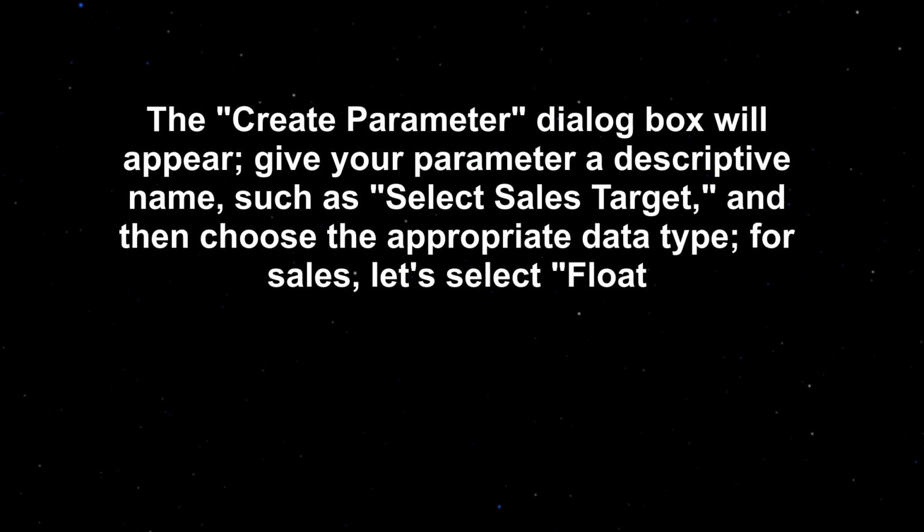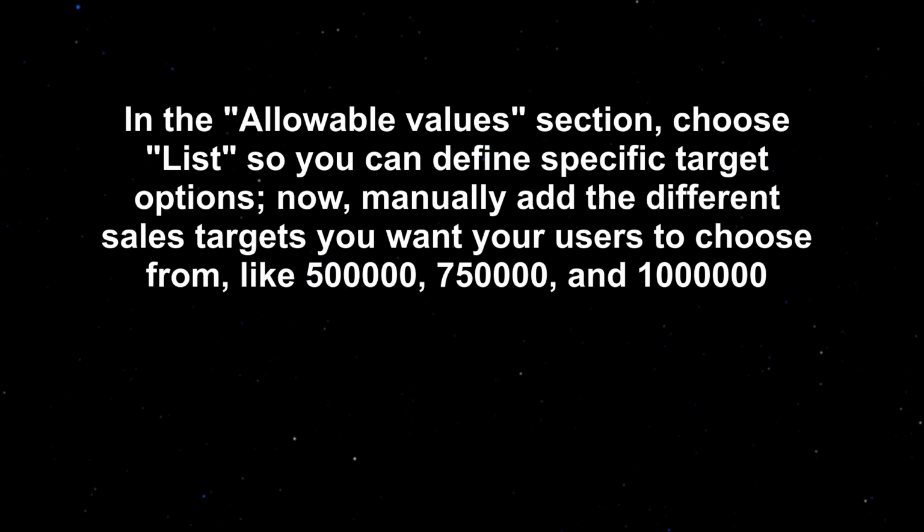Give your parameter a descriptive name, such as Select Sales Target, and then choose the appropriate data type. For sales, let's select Float. In the Allowable Values section, choose List so you can define specific target options. Now, manually add the different sales targets you want your users to choose from, like 500,000, 750,000, and 100,000.